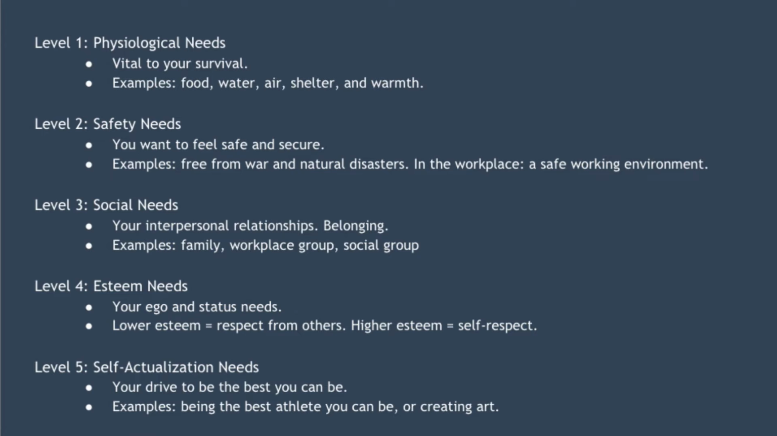Now, the top level is your self-actualization needs or your fulfillment needs. And this is the drive to become the best that you can be. It's about achieving your full potential as a human being. You can think of the first 4 levels of the hierarchy as being a set of levels you must master in order to enable you to reach this top level.